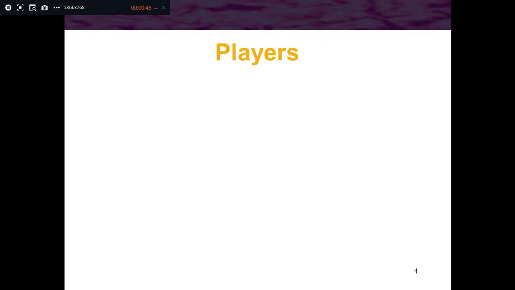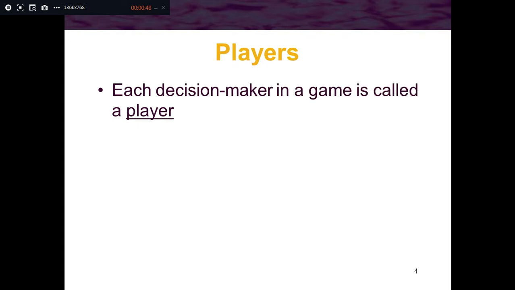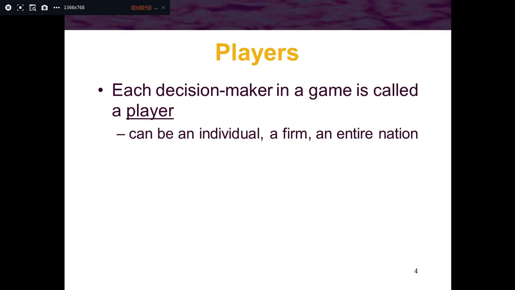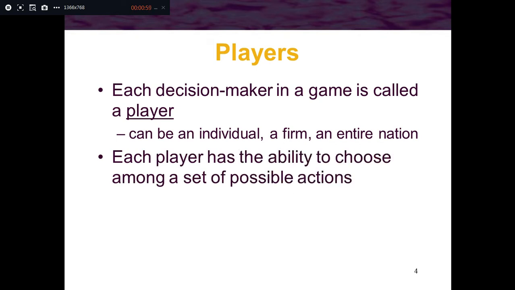The players are each decision maker in the game theory. They are known as players, and they can be an individual, a firm, or an entire nation. So each player has the ability to choose among a set of possible actions. So they choose from the alternative actions, and they will get payoff based on that alternative.